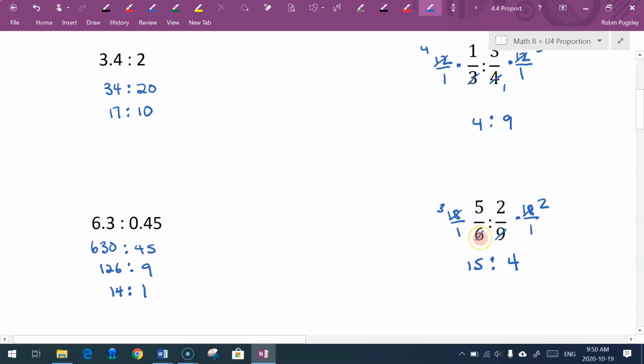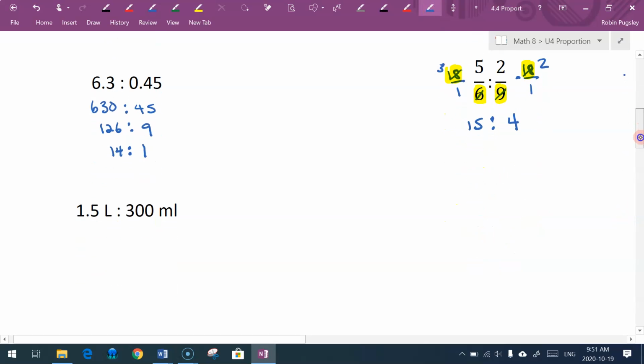You should always be able to, this number here on the bottom should always go evenly into this number, and vice versa. That number should always go evenly into this number, because you chose a number that they both go into. So you should always be able to say 6 goes into 18 so many times, etc. And then you end up with a nice ratio with no fractions or decimals.